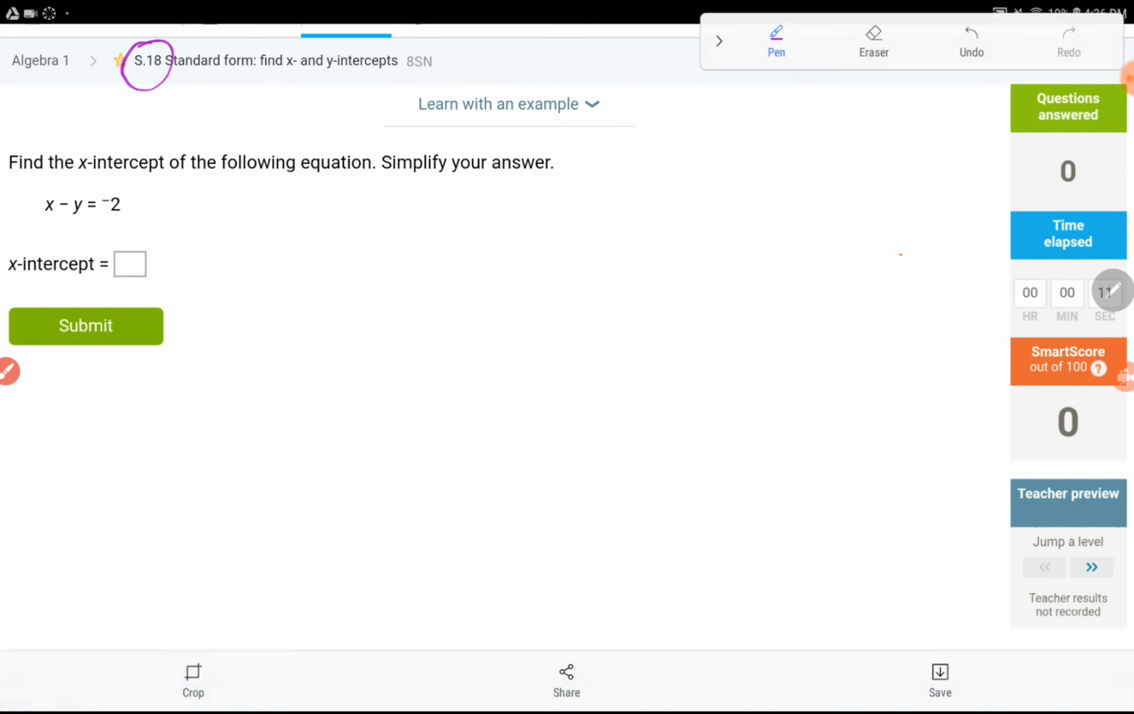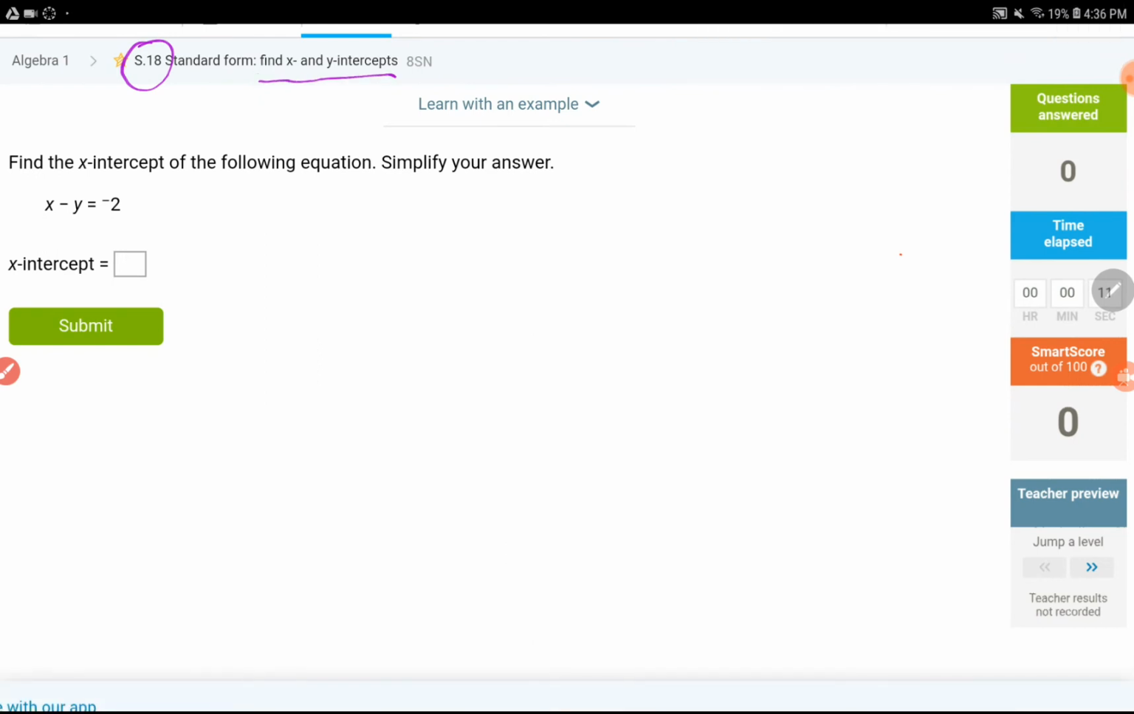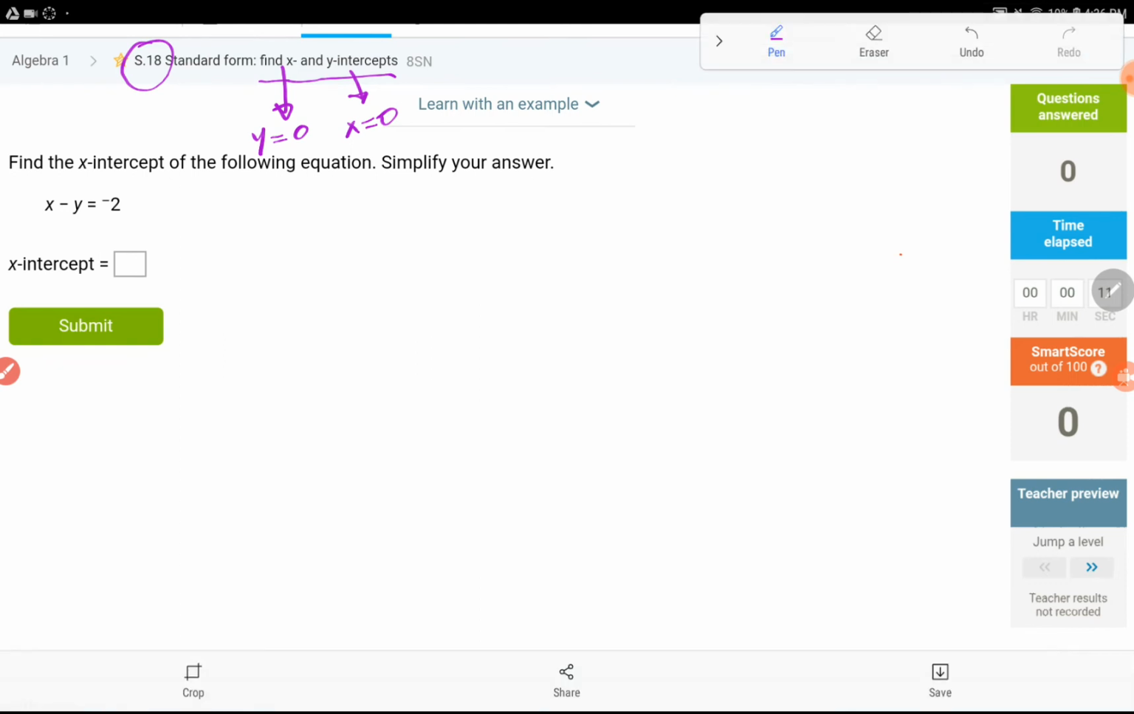The questions are going to be about standard form equations where we need to find the x and y-intercepts, which means if you're looking for this guy over here, plug in 0 for y. If you're looking for that guy over here, plug in 0 for x. That's all you need to do. So find the x-intercept of the following equations, simplify your answer.